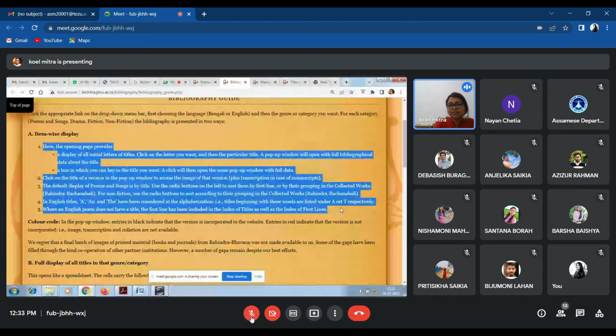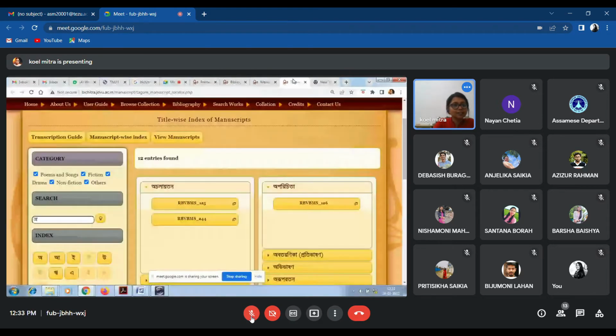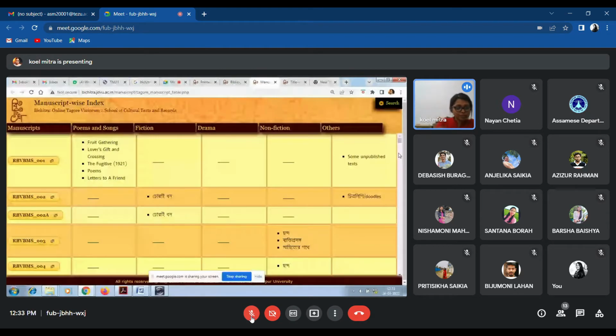This is the manuscript-wise index, which is the first manuscript and the second manuscript. This is chronologically ordered, showing how the first manuscript actually existed, how it was written by Rabindranath. The earlier manuscript is titled 1 and the later manuscript is titled 2. But it's possible that you don't know what exists in the first manuscript. For that we have this index: in the first manuscript we can talk about Fruit Gathering and Lover's Gift and Crossing and Fugitive and Poems and Letters to a Friend.